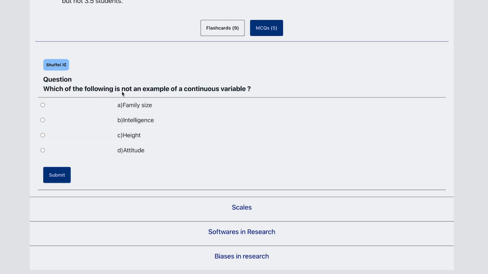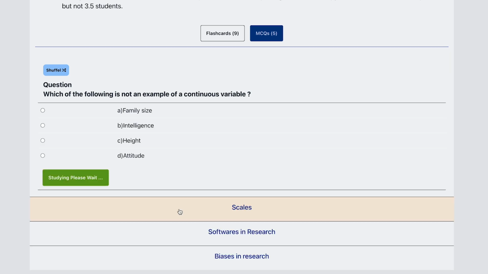Which of the following is not an example of continuous variable? That means we are looking at discrete variables. Number 1, family size. Family size is discrete because it always goes from 3, 4, 5. So this seems like the correct answer and the rest seem like continuous variables.